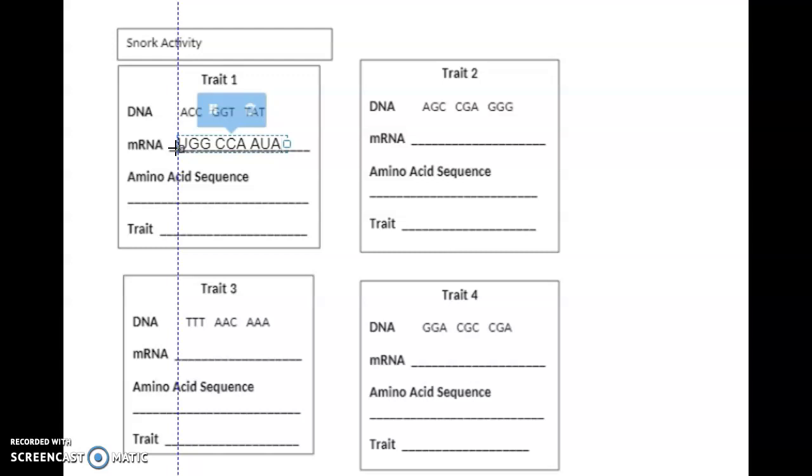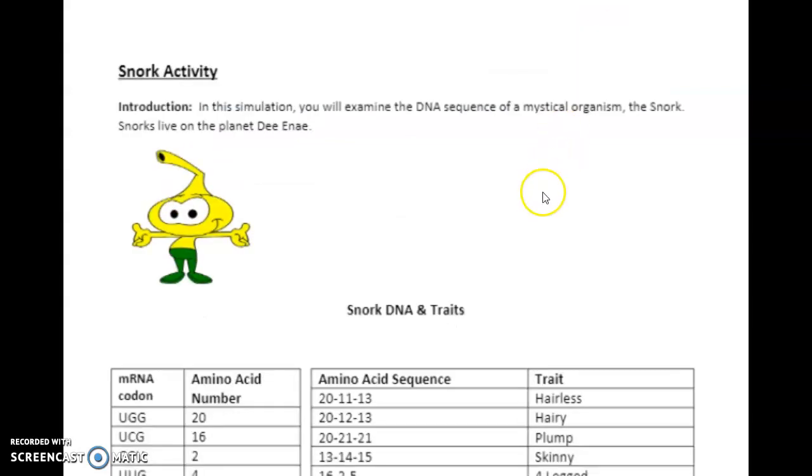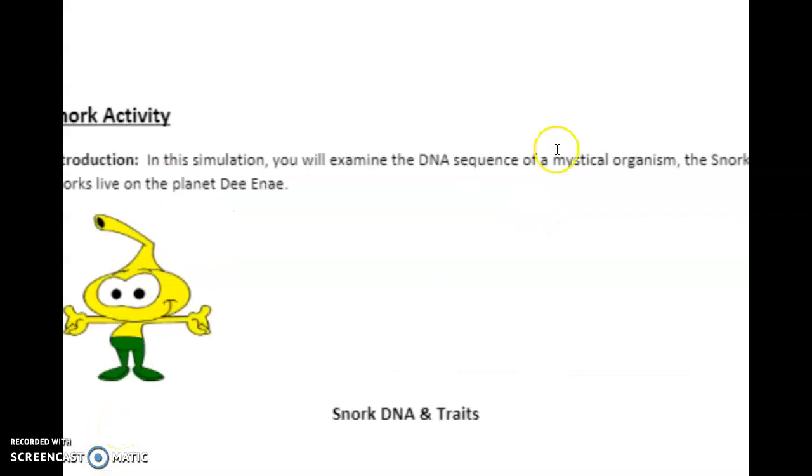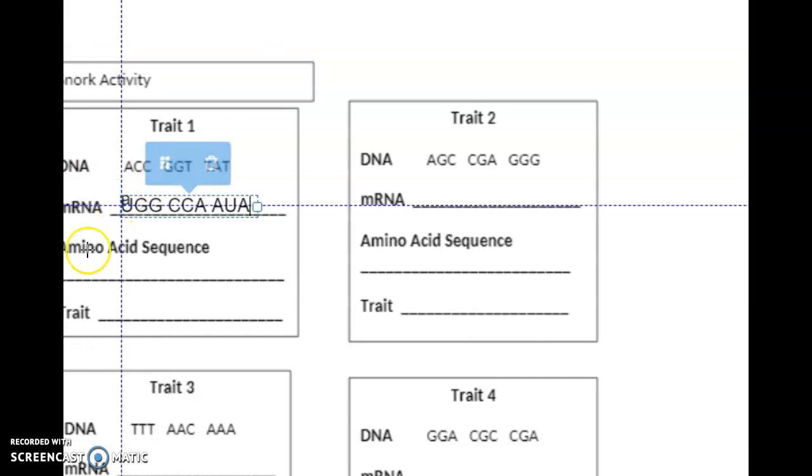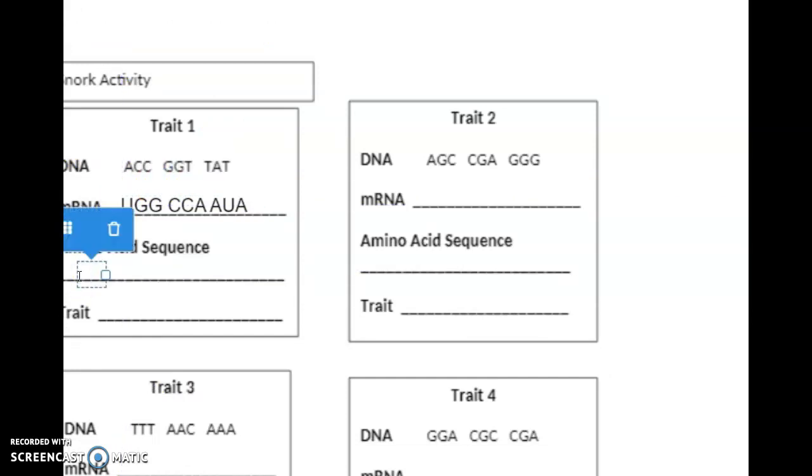That was transcription. And now we're going to figure out what amino acids in our SNORK world that's going to become. So UGG. We're going to look at our SNORK page over here. UGG is going to be amino acid number 20. So we'll go back over here, and it's amino acid 20.